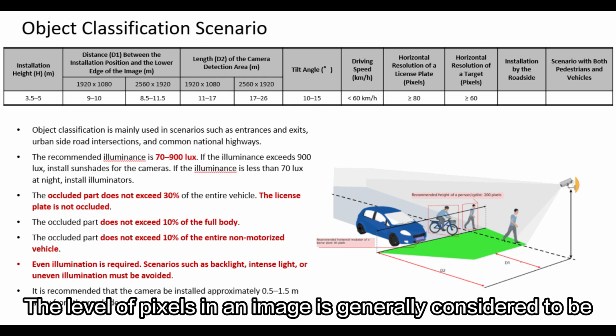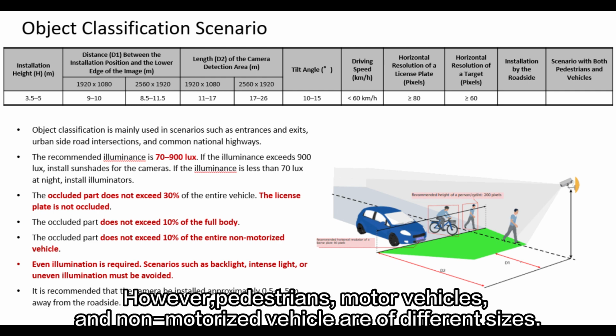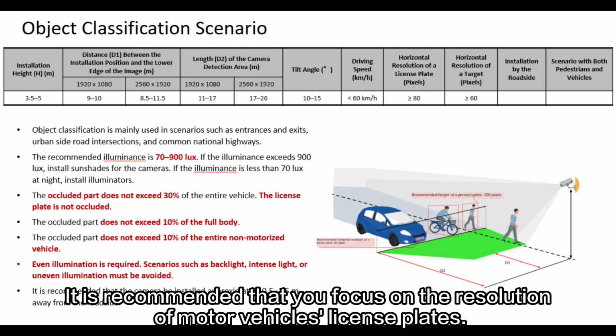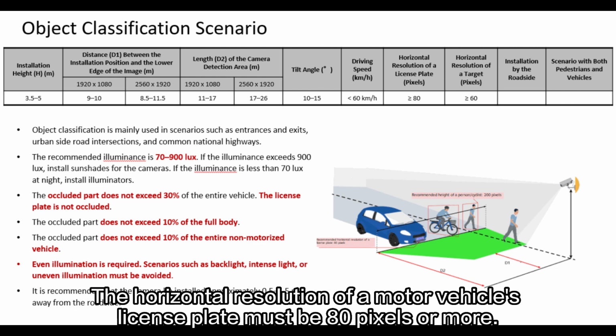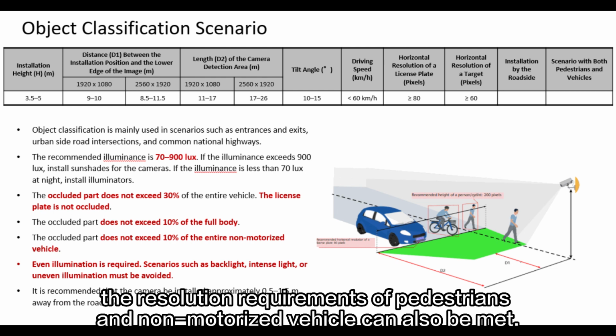The level of pixels in an image is generally considered to be closely related to the feature extraction effect. However, pedestrians, motor vehicles, and non-motorized vehicles are of different sizes. How can we determine whether the images meet the resolution requirements? It is recommended that you focus on the resolution of motor vehicle's license plates. The horizontal resolution of a motor vehicle's license plate must be 80 pixels or more. As long as license plates can meet the resolution requirements, the resolution requirements of pedestrians and non-motorized vehicles can also be met.